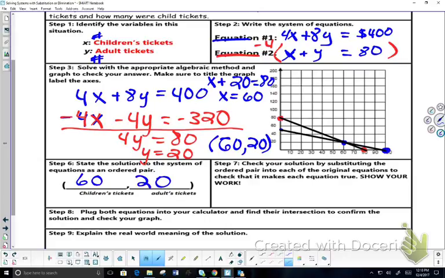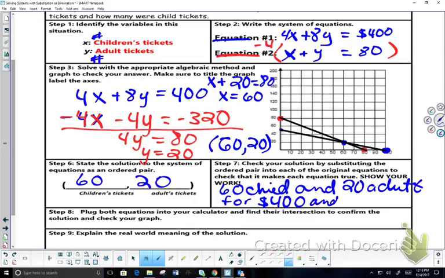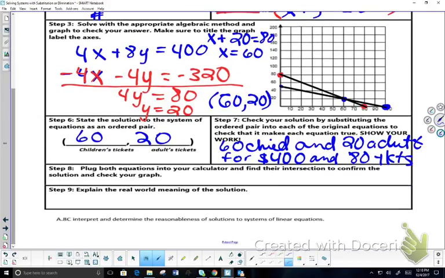More information. There's 60 children and 20 adults, which equals $400 and 80 tickets. That's all the information, right? There's 60 children and 20 adult tickets for $400 and 80 tickets. We're not going to plug them into the calculator. We'll learn how to do that at another date.